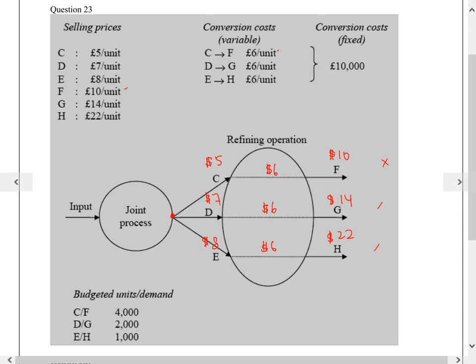Then you look at here, conversion cost. So if you decide to convert, it will be 10,000. This is fixed cost, meaning whether you convert C to F or you don't convert, you're still going to pay 10,000 the moment you decided to convert either one of these. And budgeted unit is 421. And we already know we're not going to further process this. So we're going to further process this and this. So far okay?